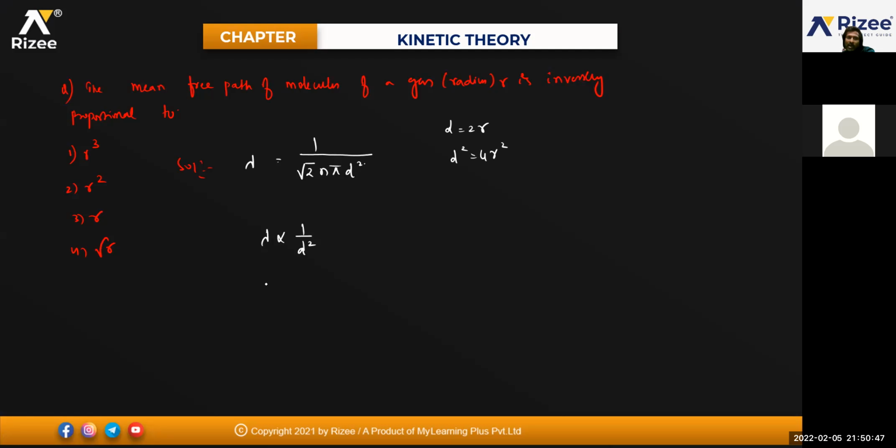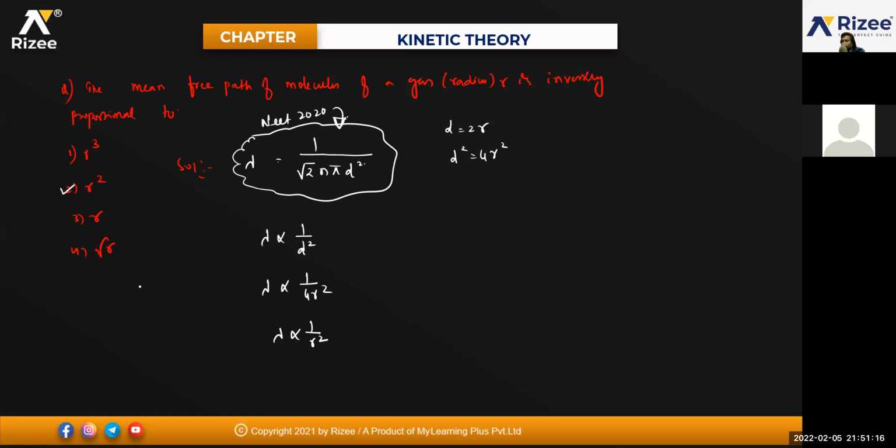That means lambda is inversely proportional to d square, which means 4 r square. So lambda is inversely proportional to r square. The second option will be the answer. Clear, beta? This was directly asked once in NEET 2020. In NEET 2020, this was a direct question asked in the KTG part. Clear, beta?